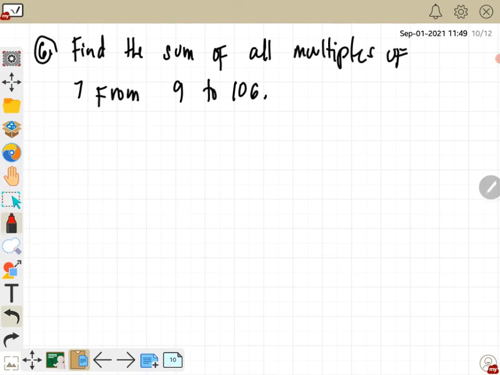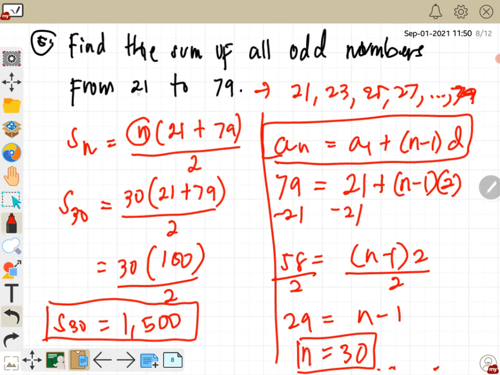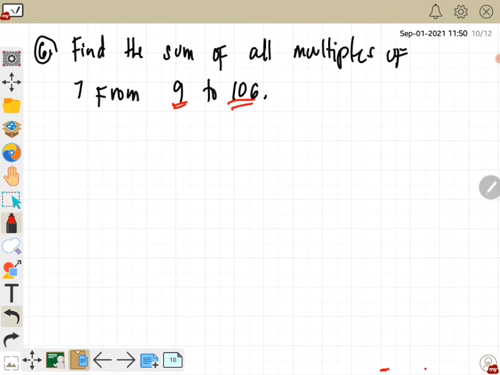Find the sum of all multiples of 7 from 9 to 106. From 9 to 106. So the difference from the first problem is that 9 is not divisible by 7, and 106 is not divisible by 7. Unlike the previous problem, 21 is an odd number, 79 is an odd number. So what we do is we simply get the next multiple of 7 right after 9, and that is 14.